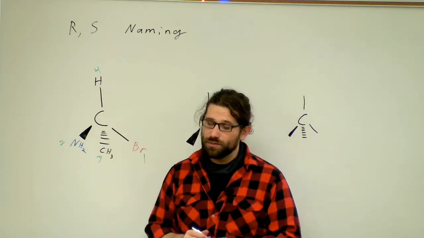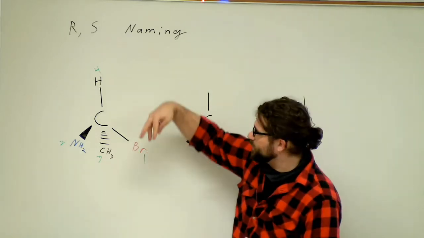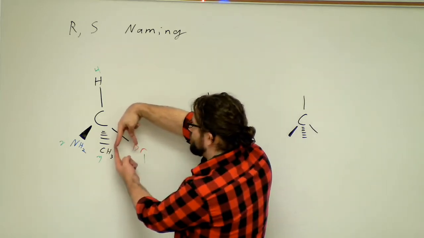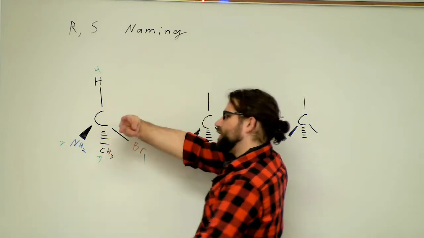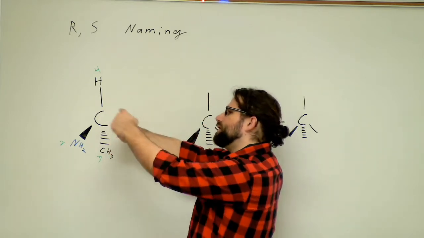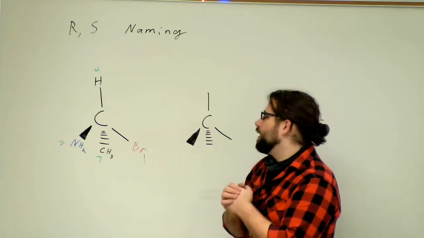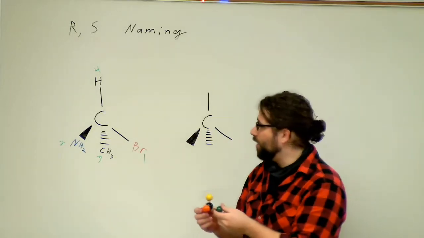So there's two ways to do this. One way is to consider this in 3 dimensions. If I'm looking at it like this, I've got my bromine here, my carbon here, my 1, 2, 3. If I point that up, 1, 2, 3, that is counterclockwise. That would be sinister. If I'm struggling to do that, I might need to make some models to help me out.